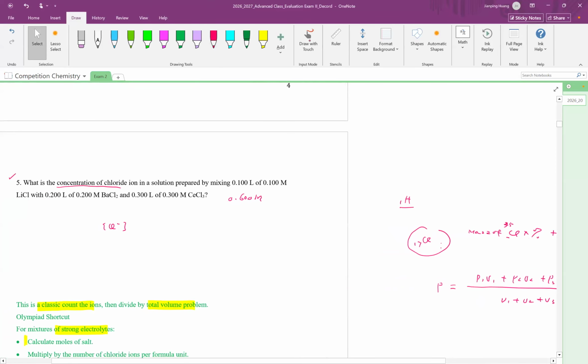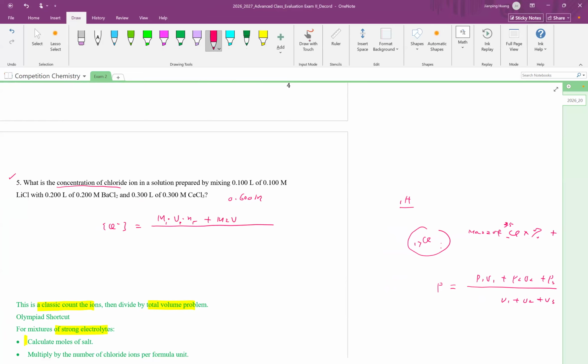The quick way to do that is what? Molarity times volume times n. Let's do 1, 1, 1, 2, and 2. Then you get what? V1, V2, V3, VT. Right, that's the way to do that.